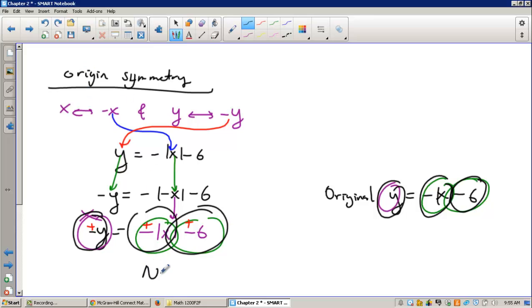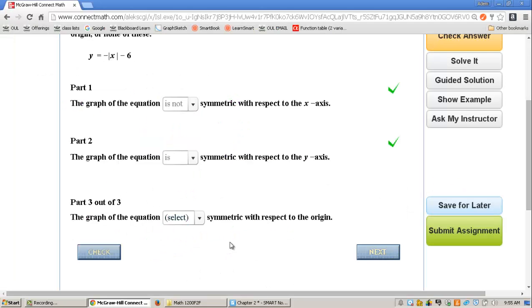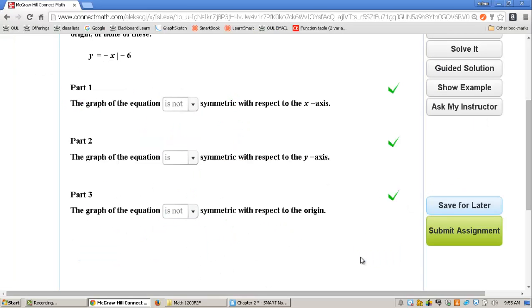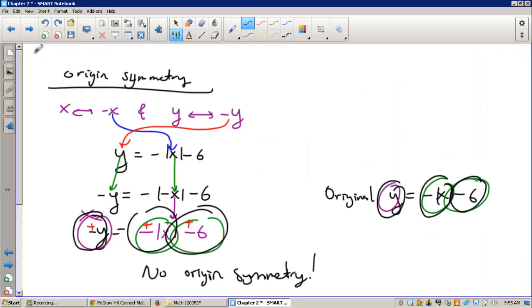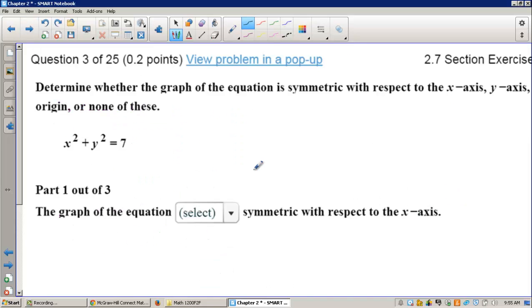This one. All right. Okay. Let's see what else we have. Why don't you try this on your own for a couple minutes?